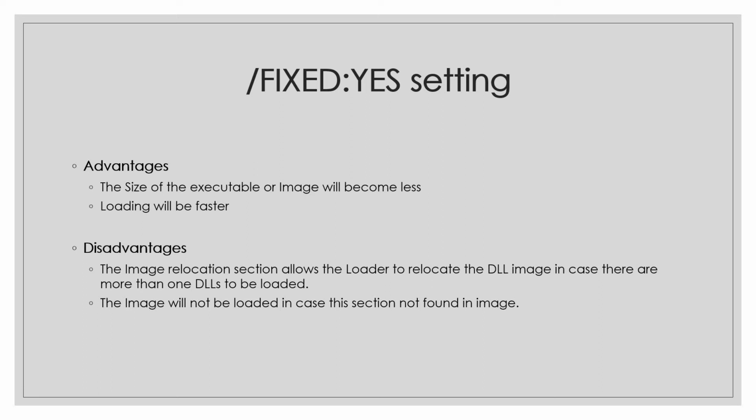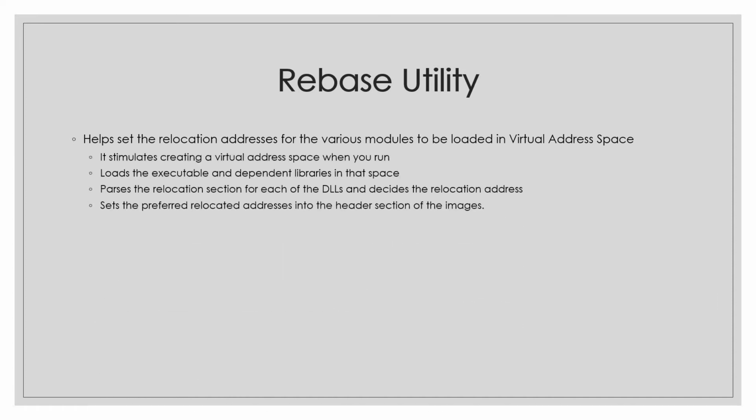So what do we need to do? How can we make the performance better? For that, the Rebase utility comes to the rescue. So first of all, what is the Rebase utility? The Rebase utility helps to set the relocation addresses for the various modules, or you can say the DLLs and EXEs, to be loaded in virtual address space. And how does it do that? It simulates creating a virtual address space when you run the Rebase utility. It loads the executable and the dependent libraries into that virtual address space.